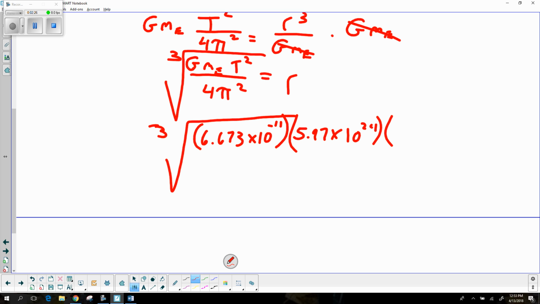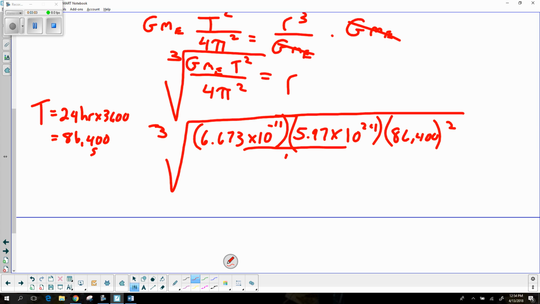And T squared. I can't put 24 hours into this equation because it's not in seconds. So if I've got a time of 24 hours, what do I have to multiply it by to get seconds? Which gets you 86,400. 86,400 seconds. So throw that in there, and don't forget to square it. And that's all going to be over 4 pi squared. All right.